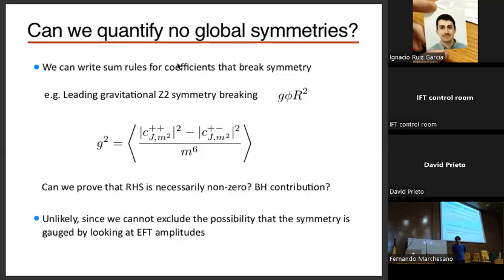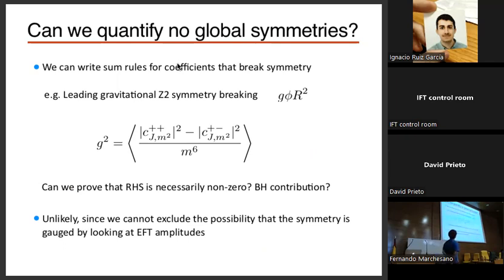Okay, so questions that I think we should try to answer or to just explore. So here, I'm not going to tell you any result. I'm just going to say questions and comments that I have and what might be the issue or the challenges in trying to do some of these things. Okay, so can we quantify no global symmetries? Well, certainly we can write some rules for coefficients that violate some symmetry, which are like gravitational.